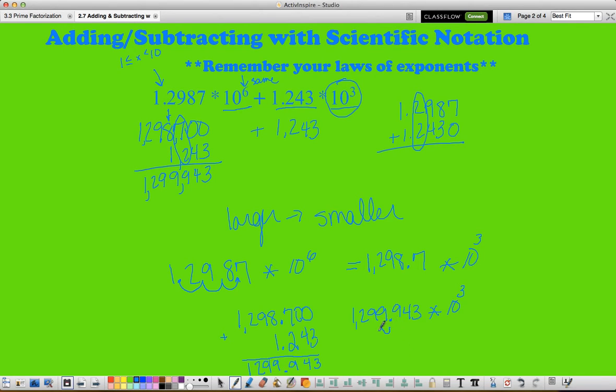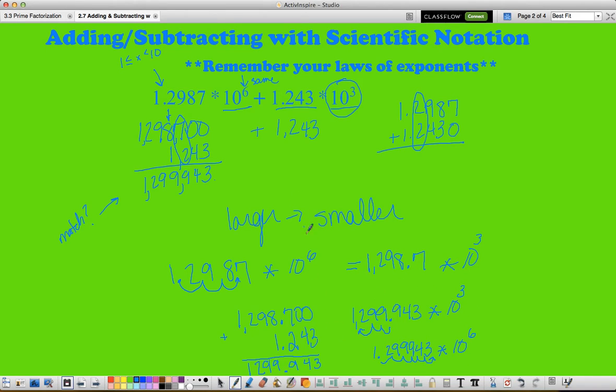So I have to move my decimal 1, 2, 3 times to the left. So I get 1 and 299,943 millionths times 10 to the 6th power. Now what I can also do is check: if I take that and move my decimal 1, 2, 3, 4, 5, 6 places to the right, does it match this answer? I know that my decimal would be here, so I know my answers match, so I know that it's correct.